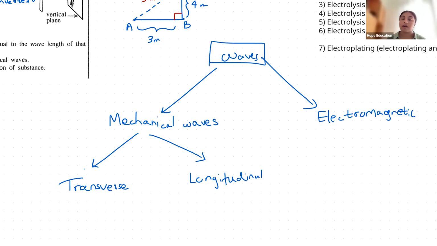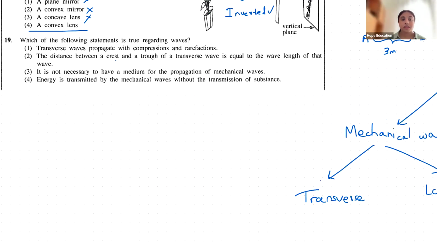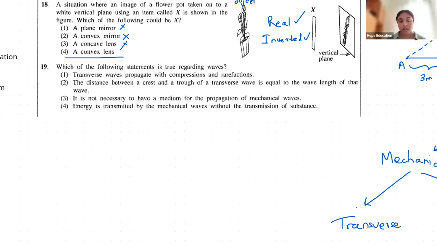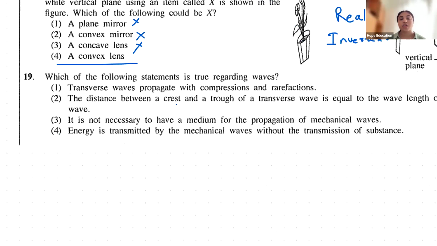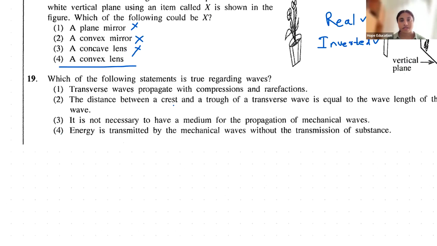Under mechanical waves, we have two types: transverse and longitudinal. Under electromagnetic waves, we have different types like microwaves, radio waves, infrared waves, visible rays, ultraviolet rays, X-rays, gamma rays, all of that is there. Let's read the statements. First: transverse waves propagate through compressions and rarefactions.